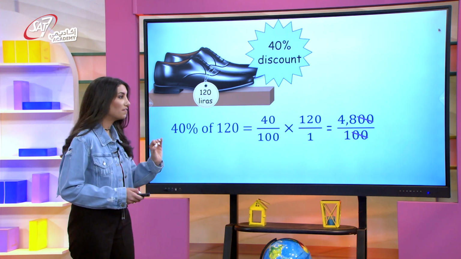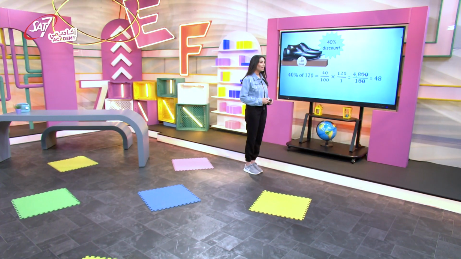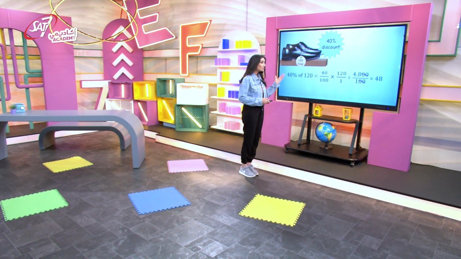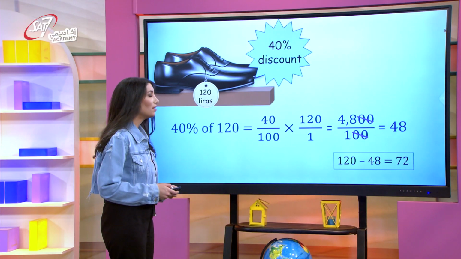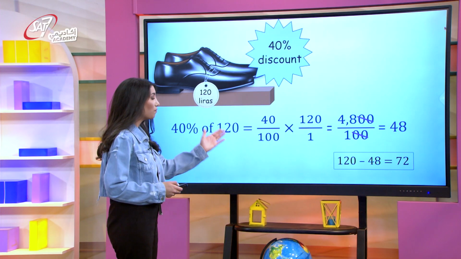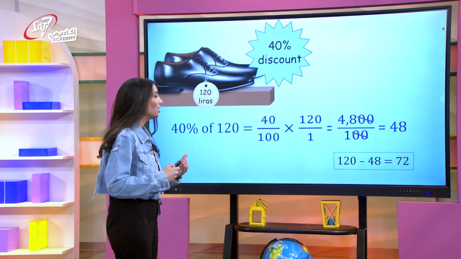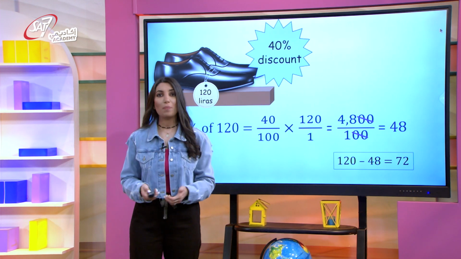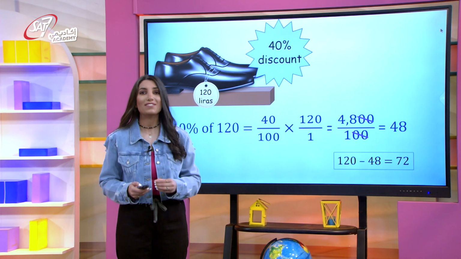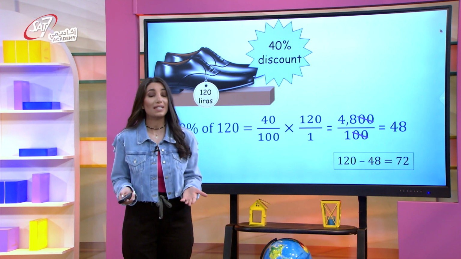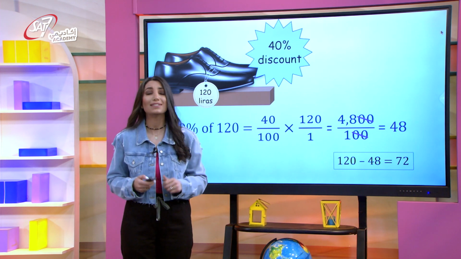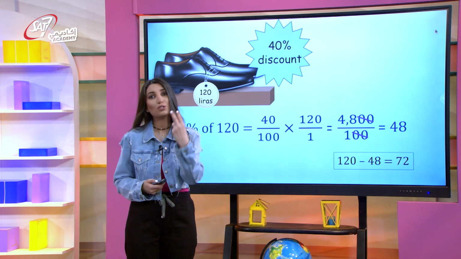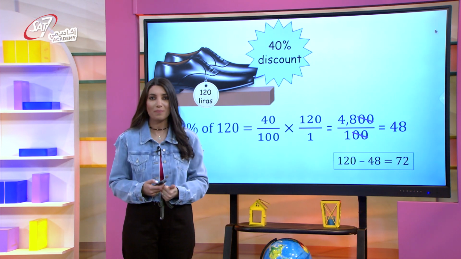So, listen carefully. There is a deduction of 48 liras on the shoes. The shoes did not cost 48 liras now. Let's make this deduction. Let's subtract 120, the original price, minus 48, which is the deduction, equals 72. The pair of shoes now cost 72 liras. Could Salim buy them? He only had 70. He still needs 2 liras to be able to buy them.